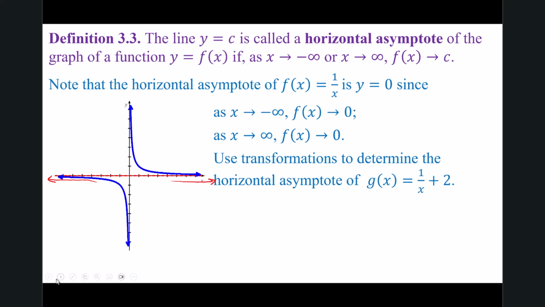If we use transformations to determine what would happen if we move this graph up 2, so the graph g of x equals 1 over x plus 2, if we move the whole graph up 2, the horizontal asymptote also gets moved up 2. So we would have the line y equals 2 for the new horizontal asymptote.